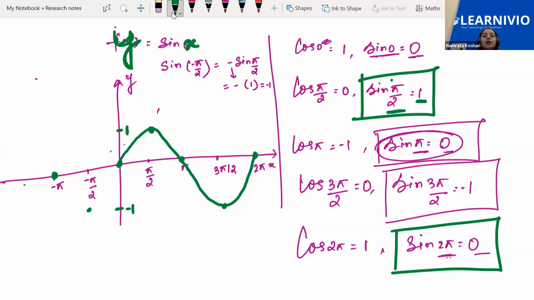Okay. Sine minus 3 pi by 2 will be, Alina? And Ali also. 1. And sine minus 2 pi will be 0. Let's complete the graph.